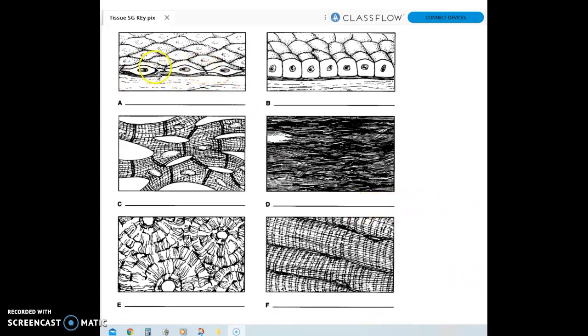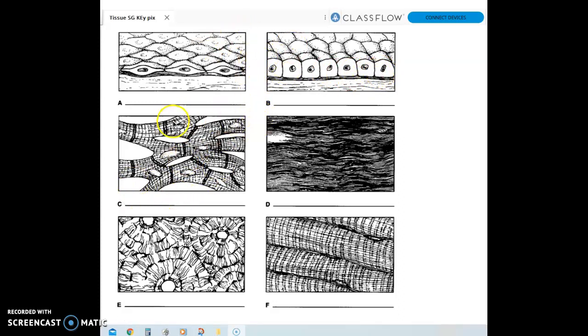So on the tissue guide, the first kind, this would be epithelial tissue, as would this one next to it. You have a single layer, so this would be simple, and they are flattened, so this would be simple squamous. This one, on the other hand, is more squarish, about as tall as it is wide, so this would be simple cuboidal. All right, but both are epithelial tissue.